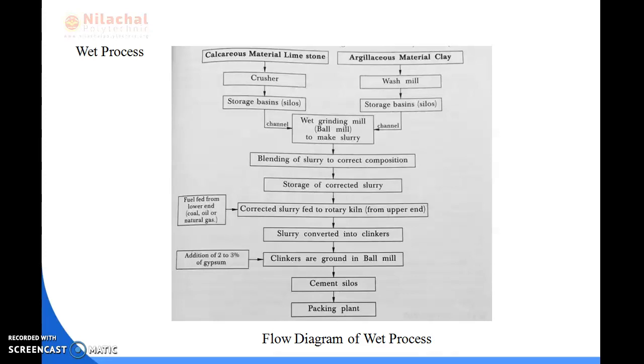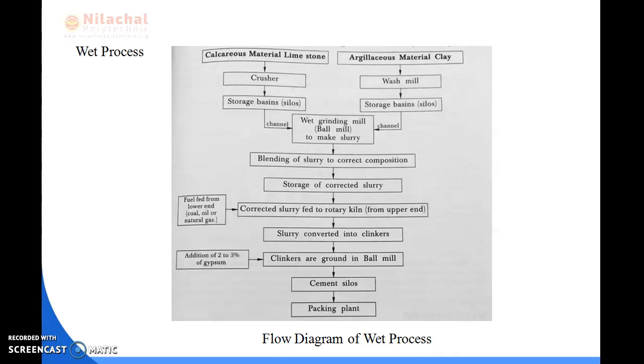Same, the two raw materials are used. The calcareous material, that is limestone, is crushed, and the argillaceous material, that is clay, is washed in the wash mill. These two materials are stored in a storage basin, and they are ground in the ball mill to make the slurry. After it is made into slurry, it is stored in a storage tank.